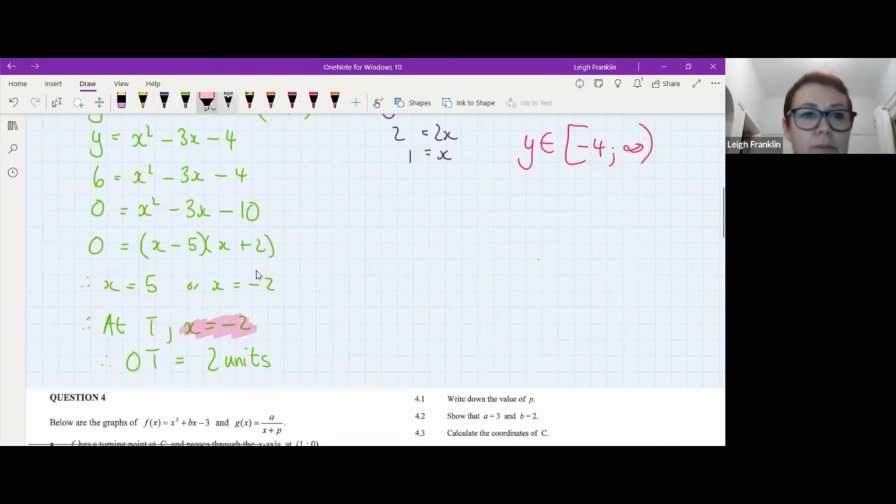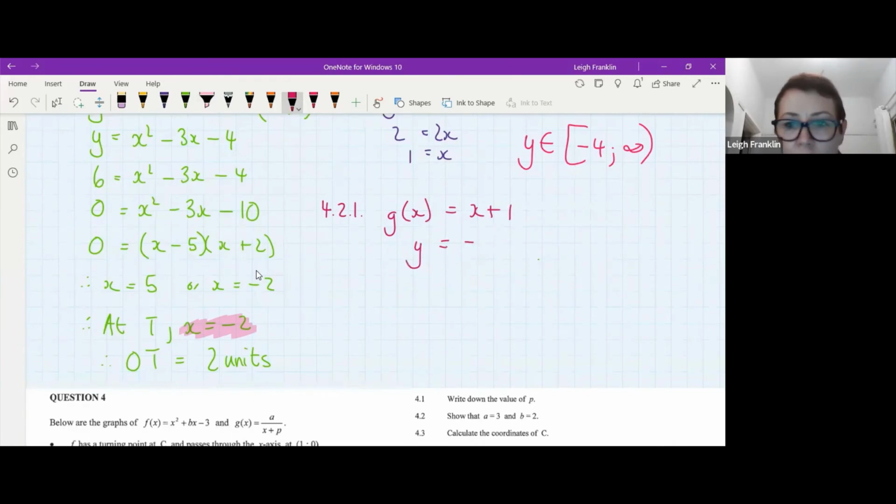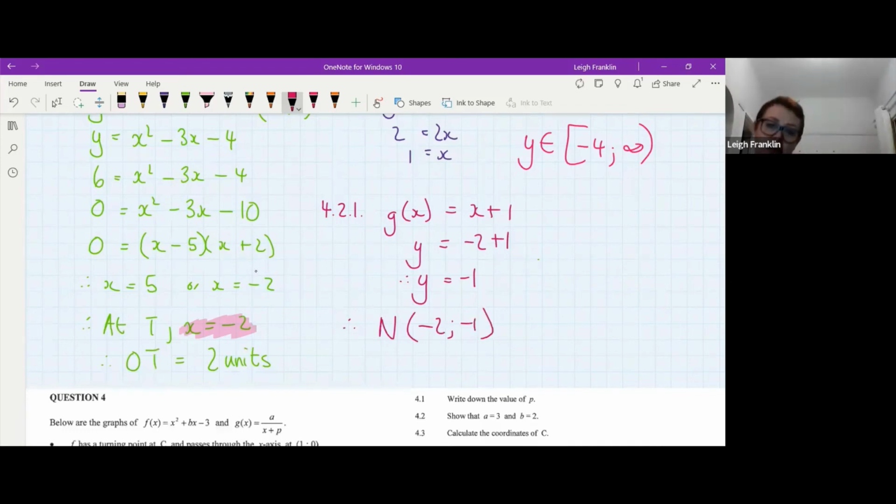Okay, so here in 4.2.1, remember g(x) equals x plus 1. We want to work out y because we already know what the x is. So y is equal to -2 plus 1. So that means that y is equal to -1. So therefore, the coordinates at N have to be -2 and -1.